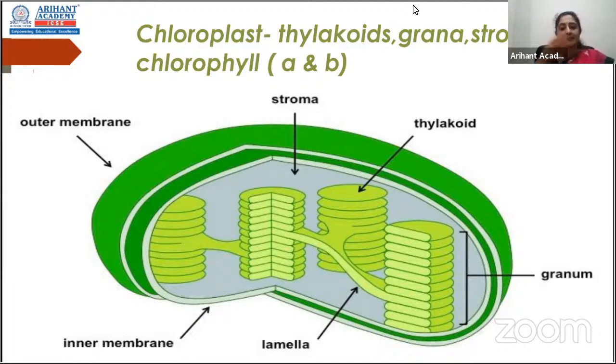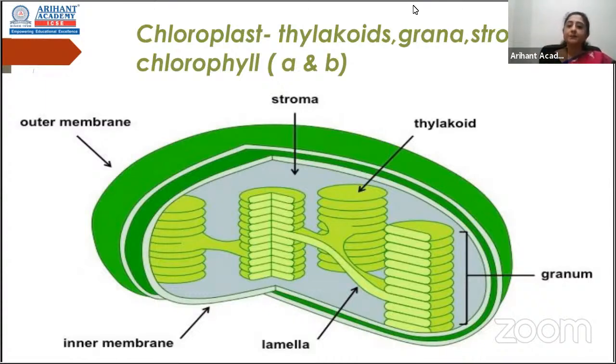Many piles are called grana, which are connected with the help of lamella. Now, this granum has a continuous lumen, which is filled with chlorophyll, the green colored pigment necessary for photosynthesis. All these grana are suspended in a matrix, a thick substance known as the stroma.